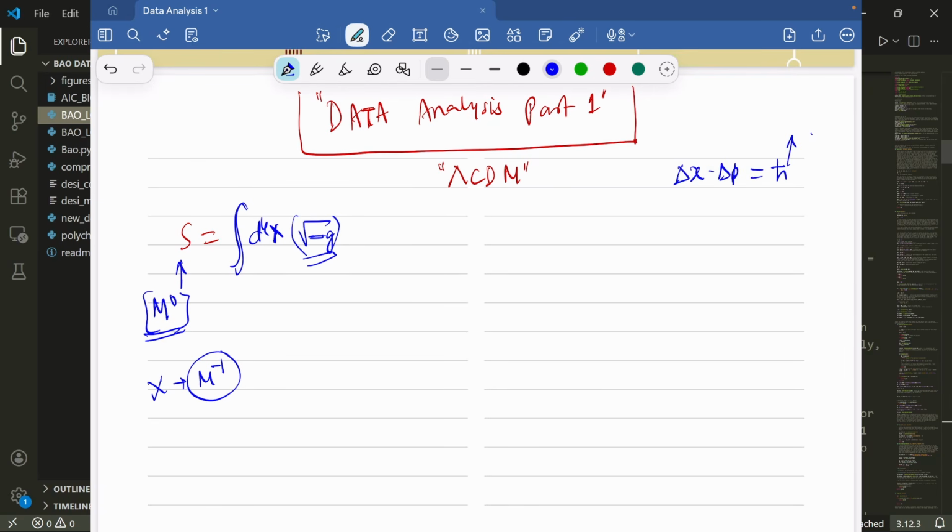In natural units, h bar is equal to 1. What is momentum? Momentum is mass times velocity. Velocity, let's say it is c. So in natural units, c is equal to 1. So this is also gone.